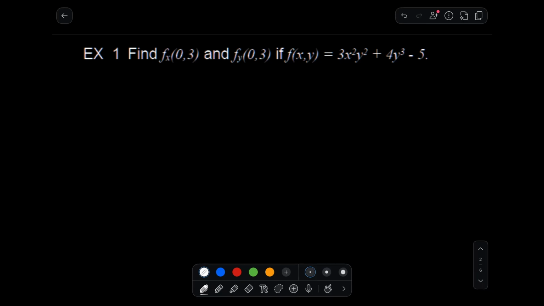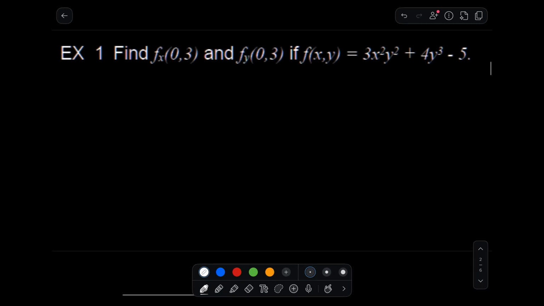It's not that bad. So we're taking the partial derivative with respect to x at (0, 3), and the partial derivative with respect to y at (0, 3) for this function, right? If you want to try this on your own, feel free to pause the video, and let's get right into it. So f sub x, let's just get f sub x first.